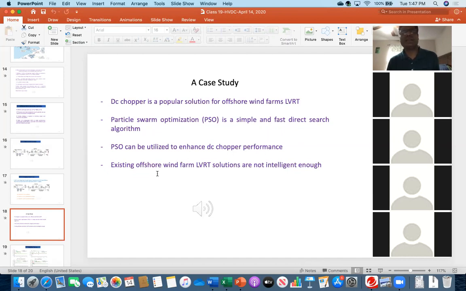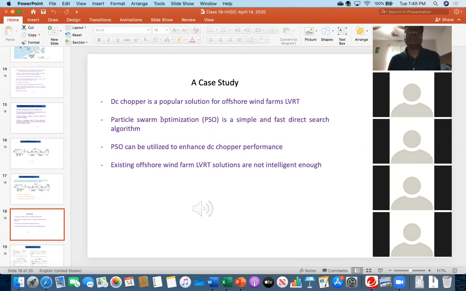And what is the other motivation? Existing offshore wind farm LVRT solutions are not intelligent enough. Because in this class, we are looking into modern grid systems or smart grid systems. That's why we want to apply some sort of intelligent controller or intelligent technique. That's why we are saying that existing solutions for the offshore wind farm are not intelligent enough. They are working fine, but we want to make them smarter and more robust.